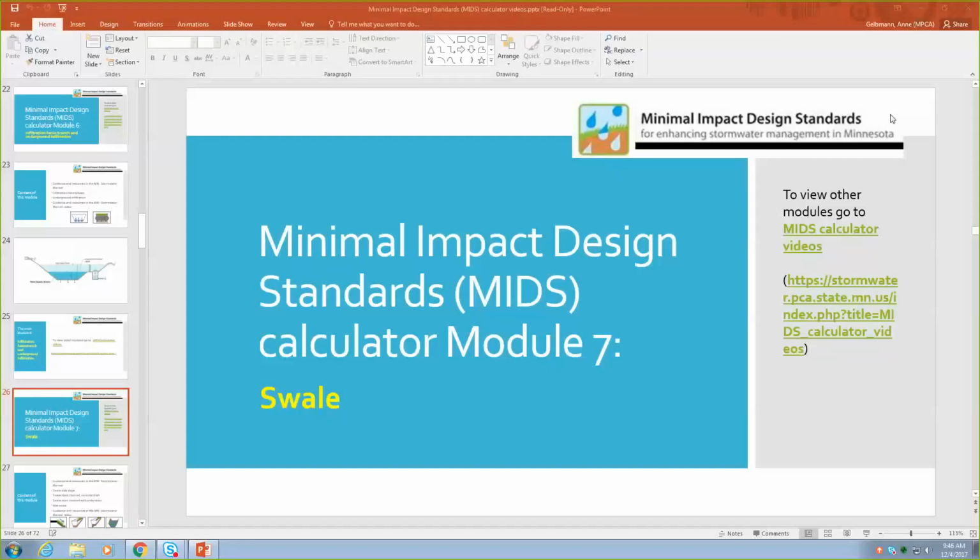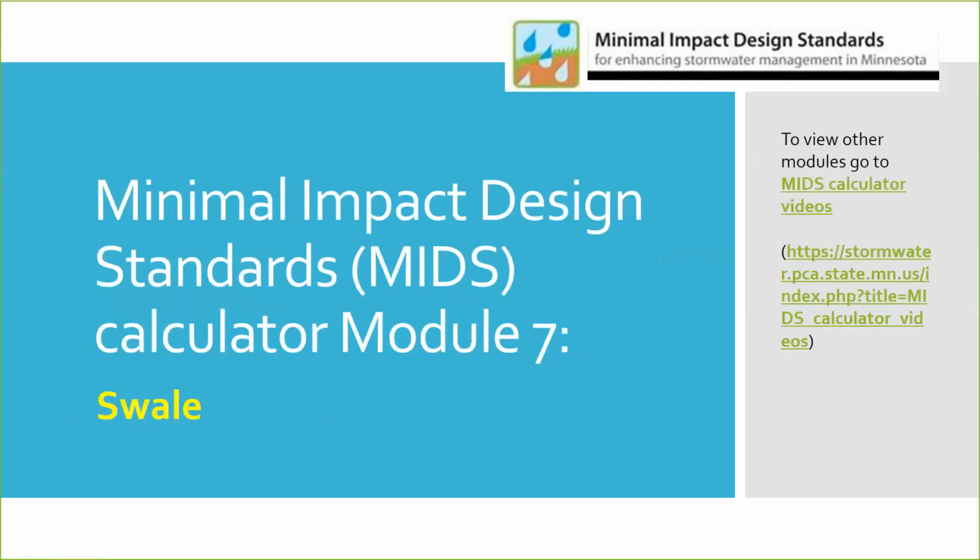Welcome to Minimal Impact Design Standards Calculator Module 7, Swales. If you'd like to see other modules, you can go into the Minnesota Stormwater Manual and do a search on MIDS calculator videos, as shown here on the right, or you can click this link in Google or from the manual, and it will take you to the page showing the other modules.